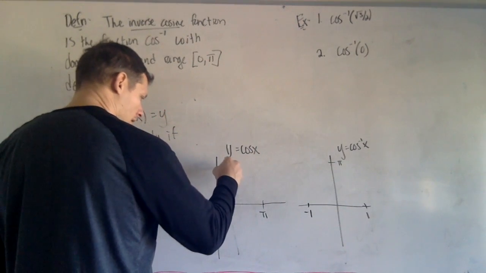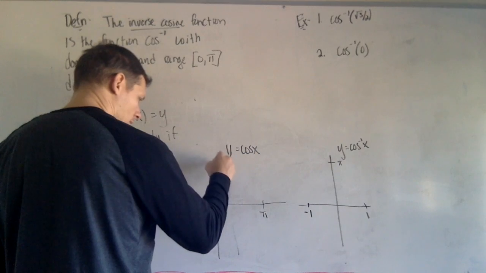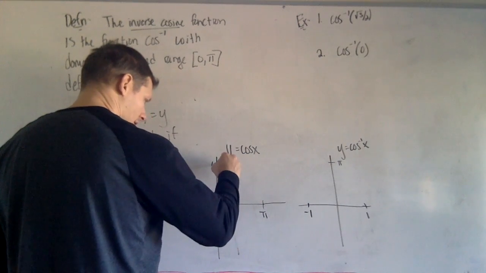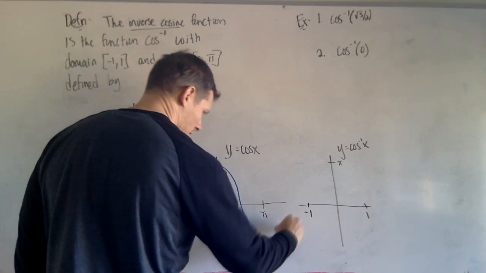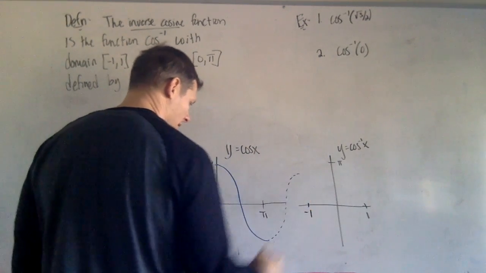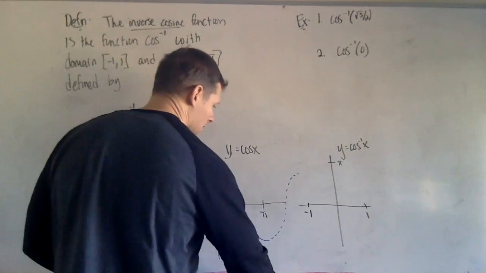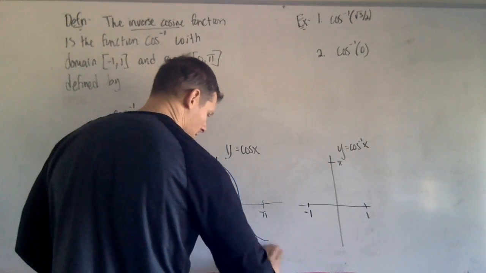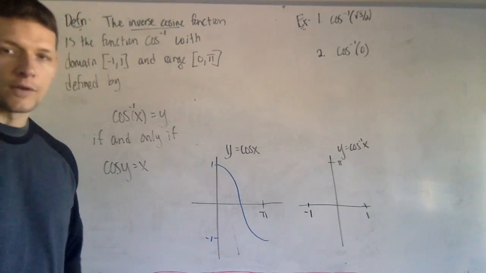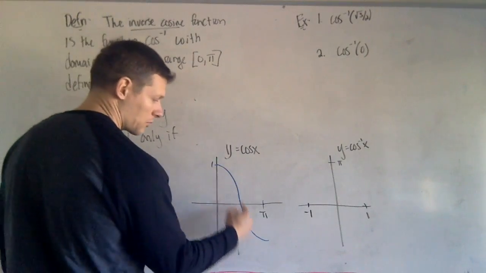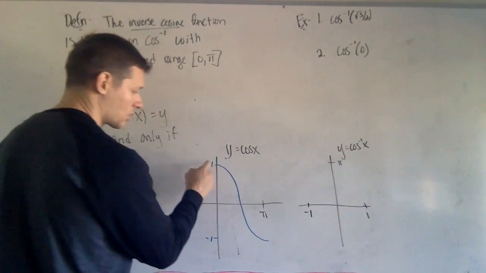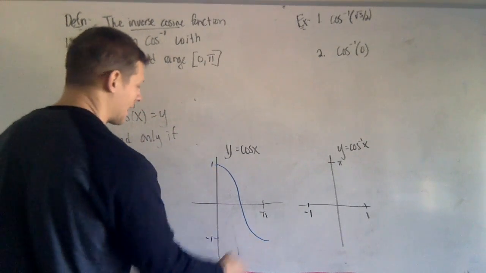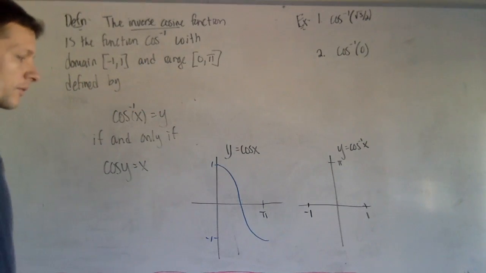Well, if I draw that cosine function, here we go, 1, negative 1, it looks something like this, and then of course I continue it over a 2 pi period. But if we restrict that domain to just 0 to pi, then it's now a 1-to-1 function. Otherwise it wouldn't have passed the horizontal line test. Now we've restricted it from 0 to pi, and it is in fact a 1-to-1 function.